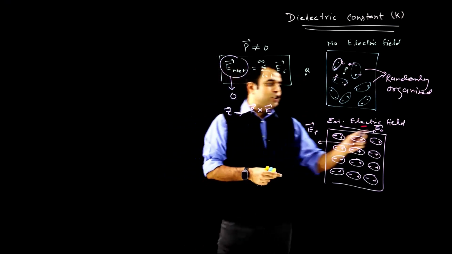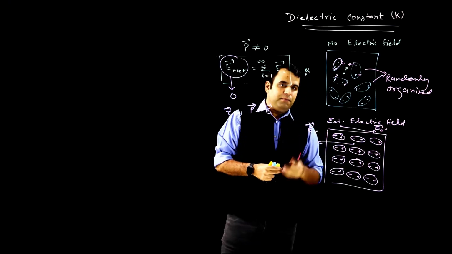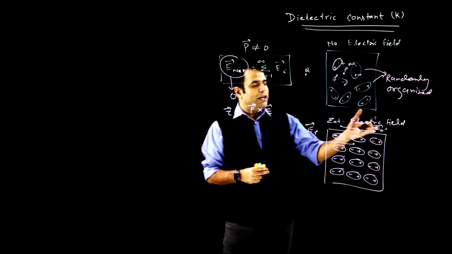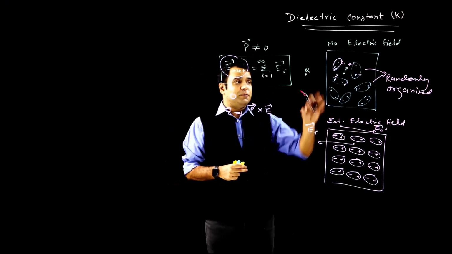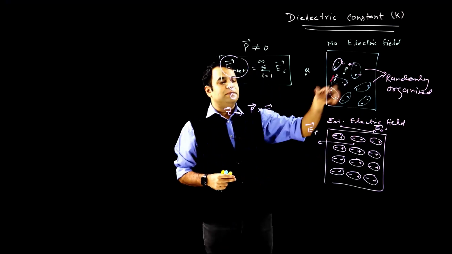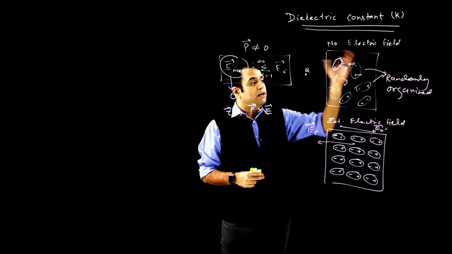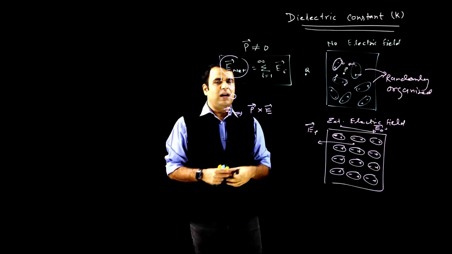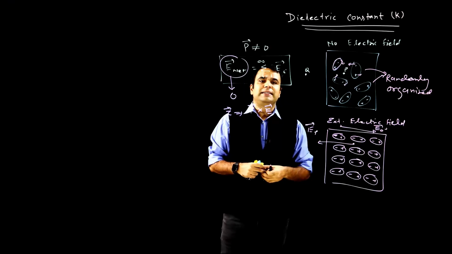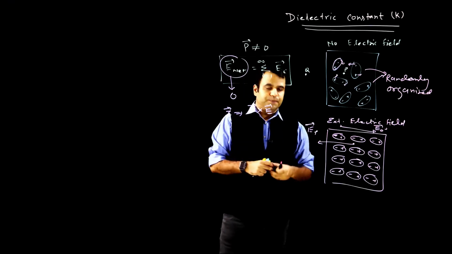And the moment you switch off this electric field, this polarizing electric field will also become zero, because the cause behind the tilting is this electric field. If you switch off this electric field, these molecules will again rearrange themselves in a randomly disorganized manner after some time, obviously. And again, the electric field caused by these molecules will become zero.